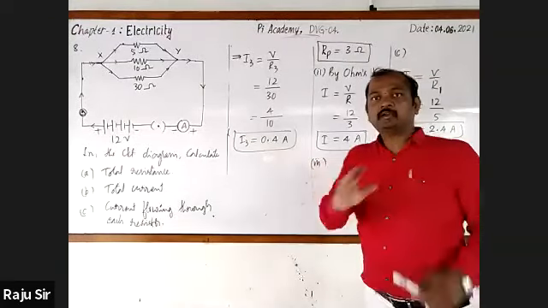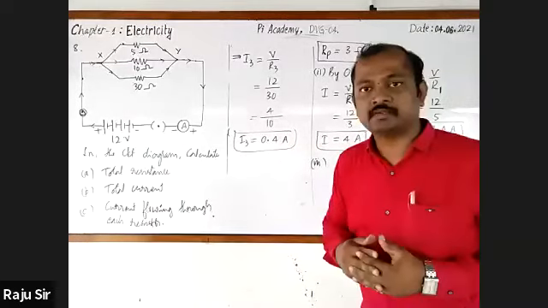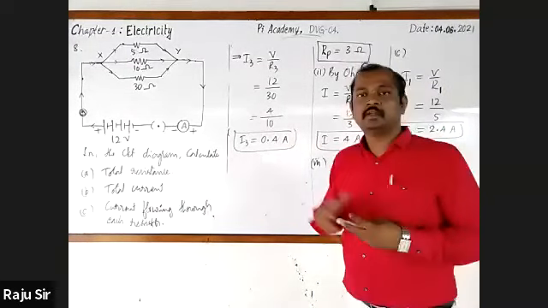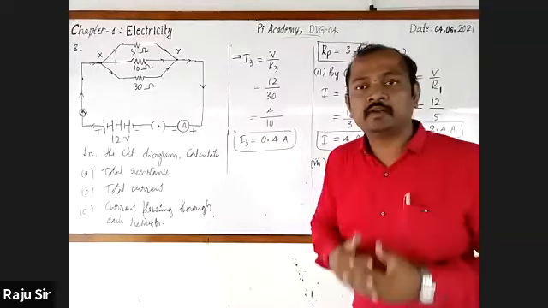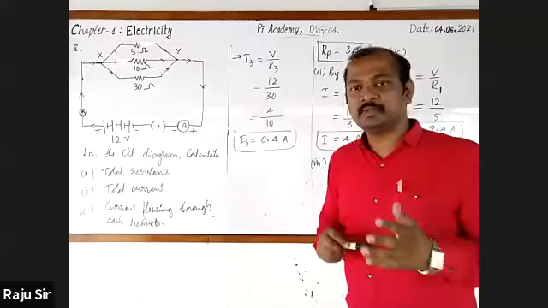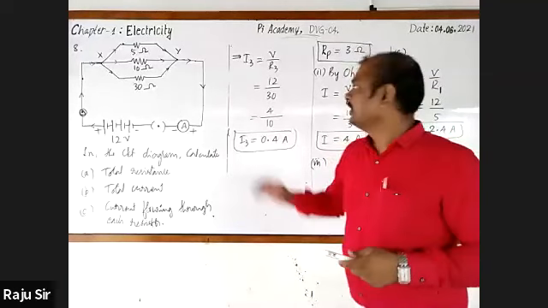Now we have to cross-check our calculation. You should come to know whether it is correct or not. We should add all the current flowing through each resistor. Wait, don't speak in between. I'll give you a chance.